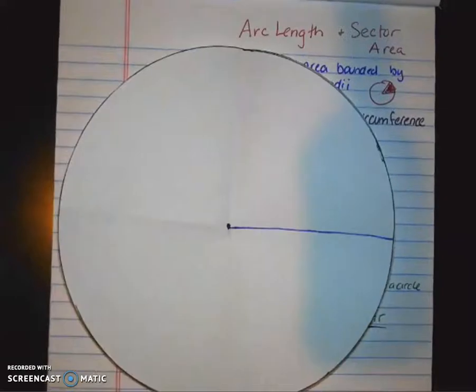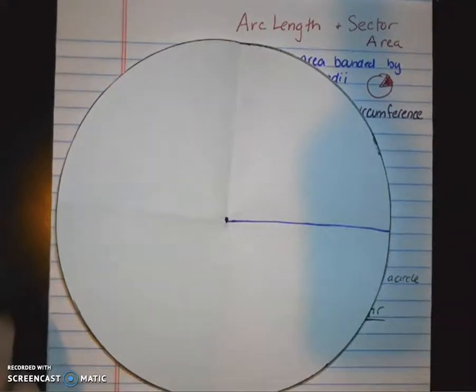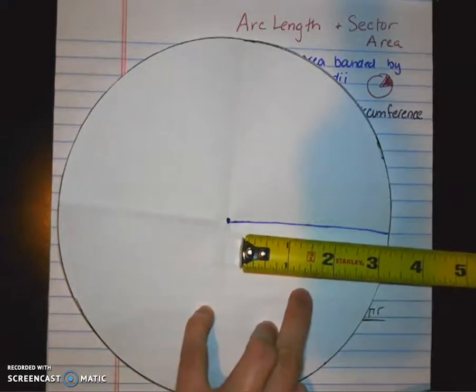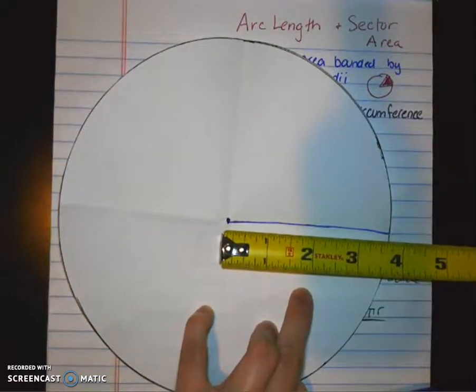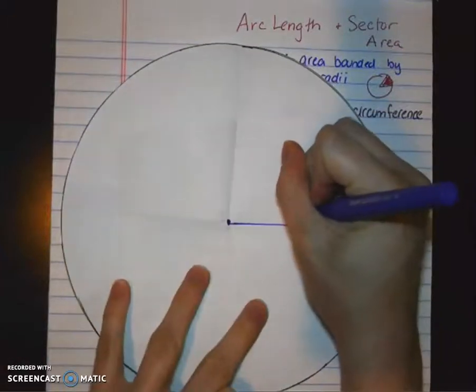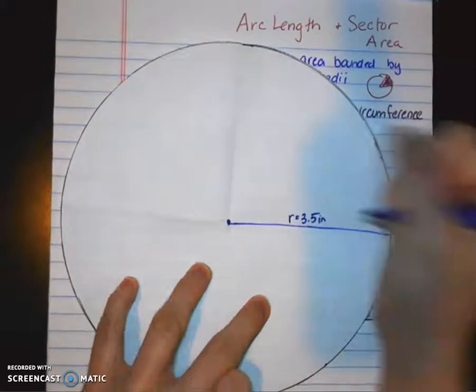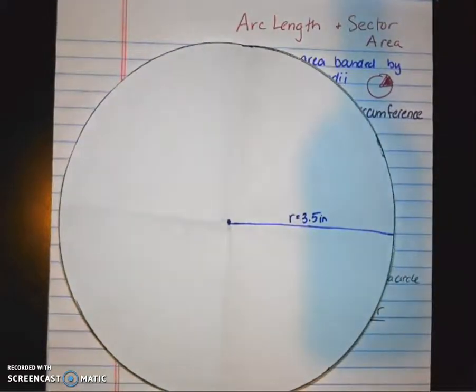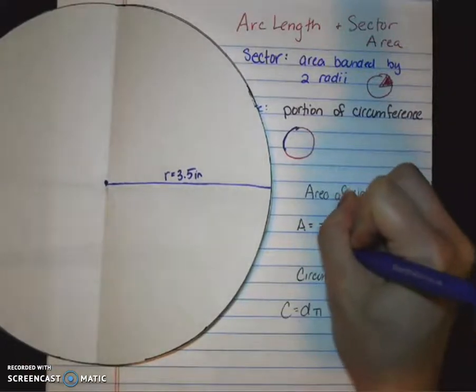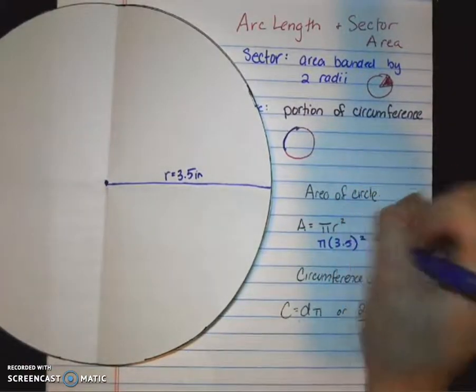So now that I have my circle and I just highlighted the radius, I can take a ruler or a tape measure and measure that radius. And for this, we're just going to estimate and say that it is approximately 3.5 inches. So let's say that our radius is 3.5 inches. So we can calculate our area. We know area is pi r squared, so it's going to be pi times 3.5 squared.